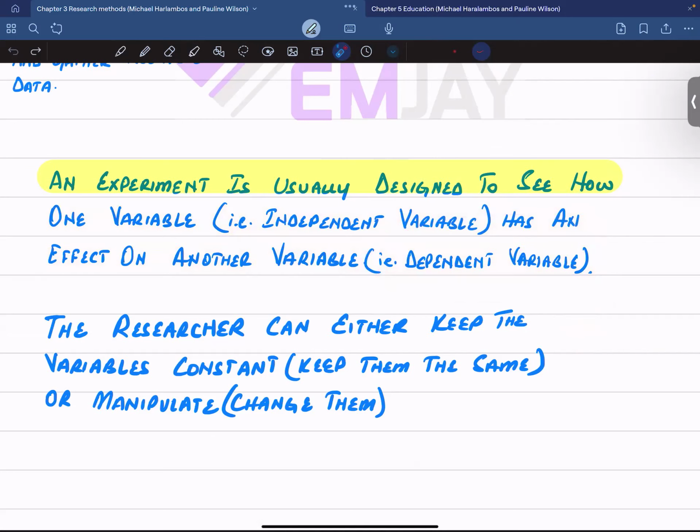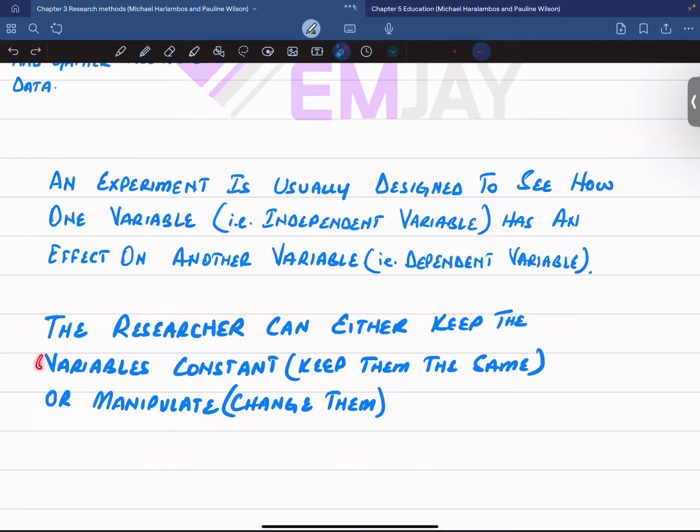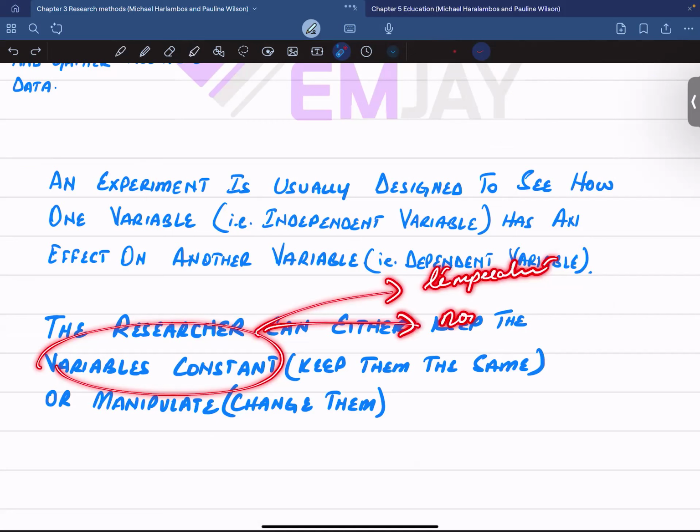Taking this ahead, the researcher can either keep the variables constant or the researcher can manipulate them. Now, if you remember, we were manipulating our variable, that is the IV, as one light, two lights, and three lights. And the other variables, we were talking about keeping them constant. I recall I mentioned temperature. I had mentioned external noise. I think I had mentioned the layout of a classroom.